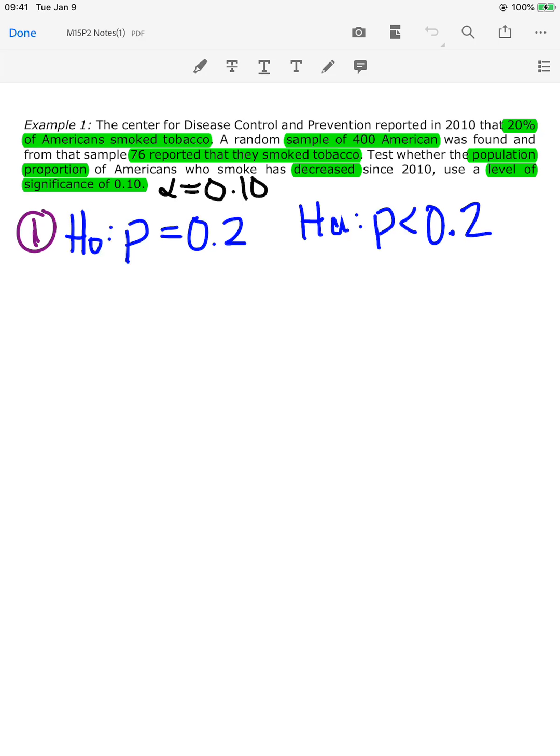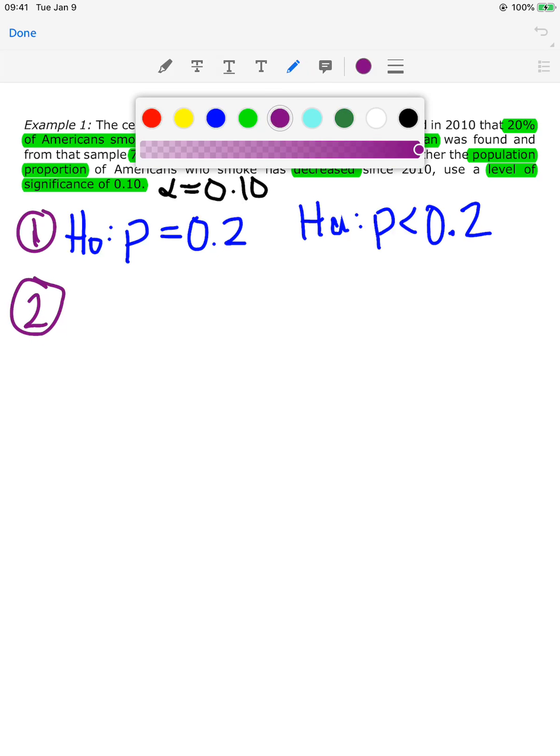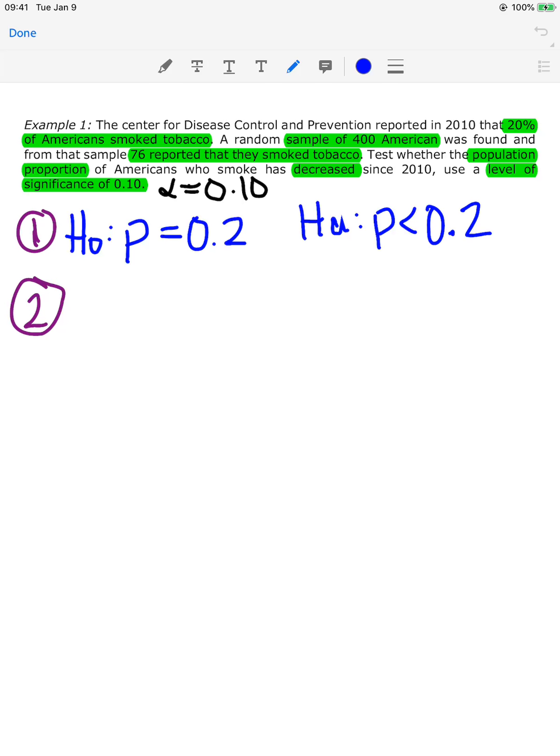So we have our null and our alternative. Now I want to go ahead and verify that I have a normal distribution, because if this isn't normal, then I don't even need to continue. So for that, we need to take n times p. So our n is 400. That's how many people we surveyed. And p equals 0.2 from our null. Multiply those together, and we get 80. 80 is greater than 10, so we're good there.